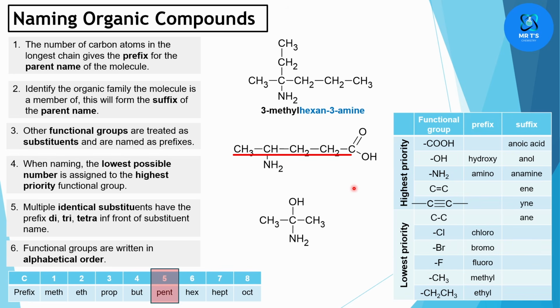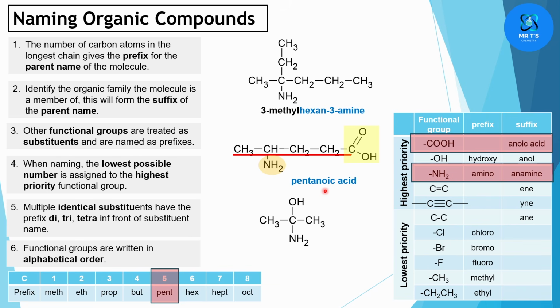We have 5 carbons in a row, so it's pent, and we have this carboxylic acid functional group and this amine functional group. The carboxylic acid functional group has the suffix -oic acid, and the amine functional group has the suffix -amine. However, because the carboxylic acid functional group is a higher priority than the amine, the amine is going to be named using the prefix in front of the parent name.